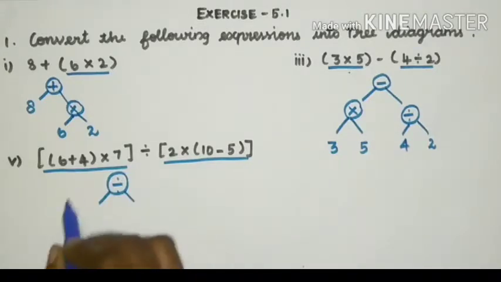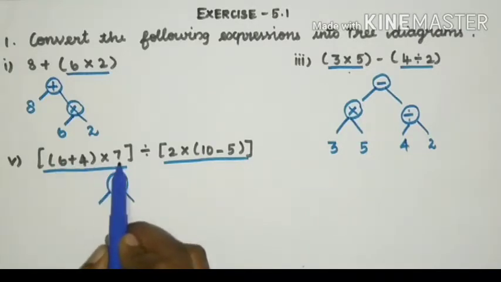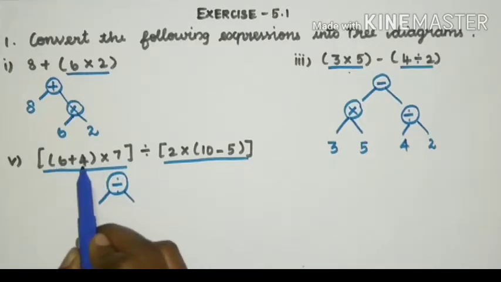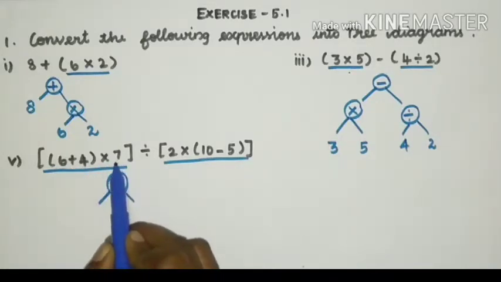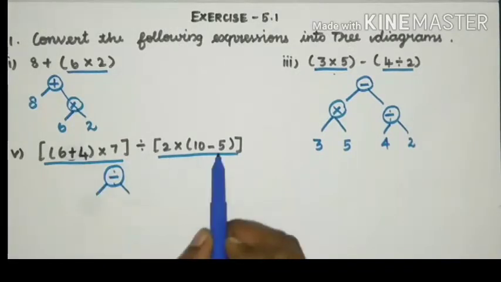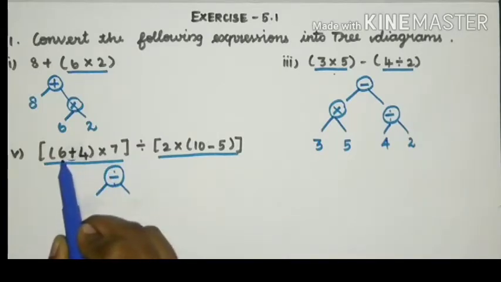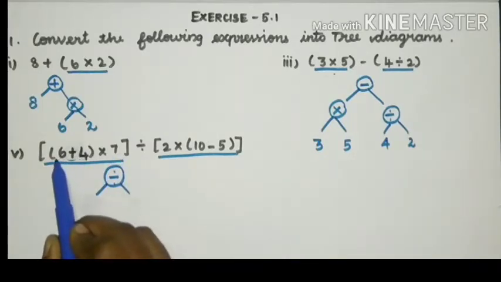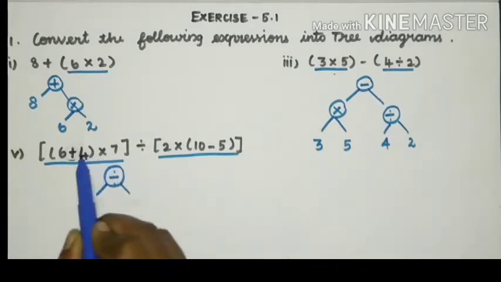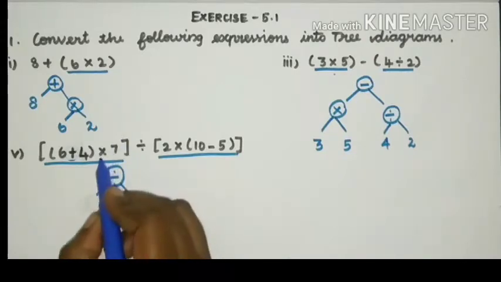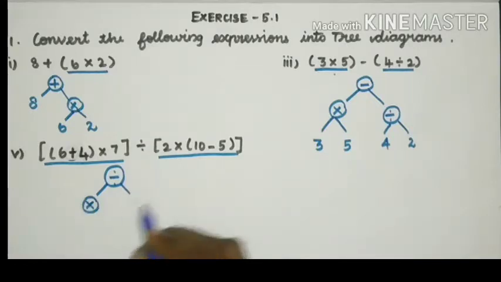Then first let's break down the square brackets. 6 plus 4 into 7. Consider this as one term and 7. First, let's break down the two square brackets. See, in the first square bracket you have two terms, that is 6 plus 4 into 7. Consider this inner bracket as one term and 7. Here the two terms are connected with the operation, yes, multiplication. So you have to write multiplication symbol here.